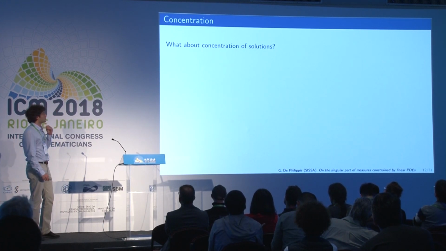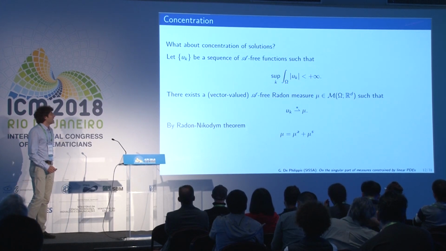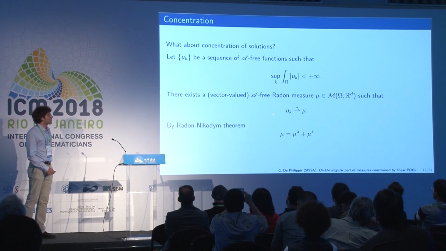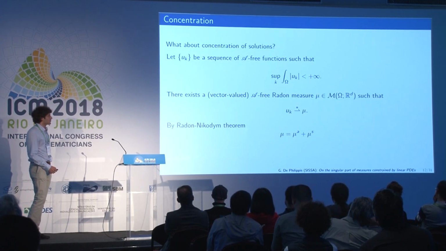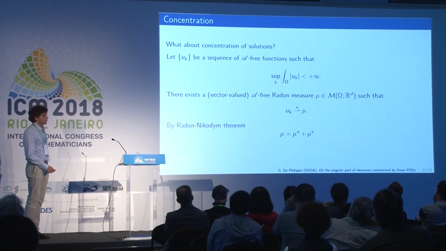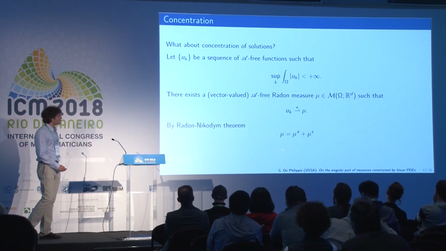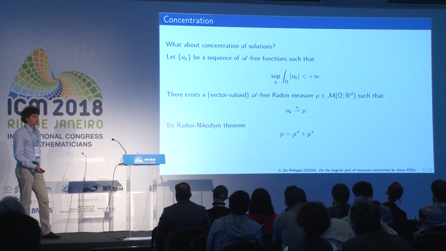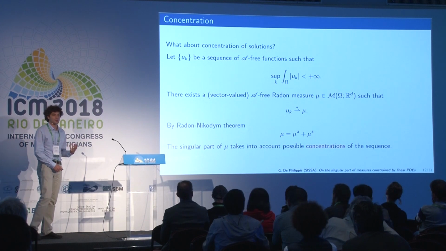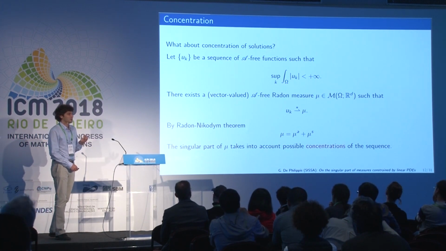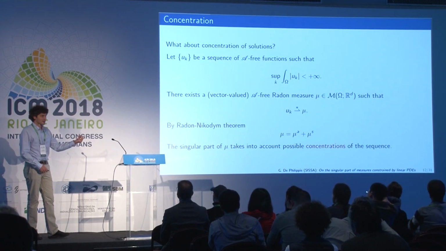So what about concentration of solutions? What do I mean by concentration? Let's take a sequence of A-free functions which are bounded in L1. Now, since you're bounded in L1, you cannot expect weak convergence in L1, because L1 is a bad space somehow. But what you get is weak convergence in the sense of Radon measures. So u_k will weakly converge to some Radon measure mu, which will still solve my equation, because everything is linear, everything passes easily to the limit in the sense of distributions. And now my measure mu can be decomposed into an absolutely continuous part with respect to the Lebesgue measure, and a singular part with respect to the Lebesgue measure. Somehow, the singular part should take into account the concentration of my sequence: points where my sequence is going to plus infinity, which should be a null set, but on which there should still be some integral concentrating.